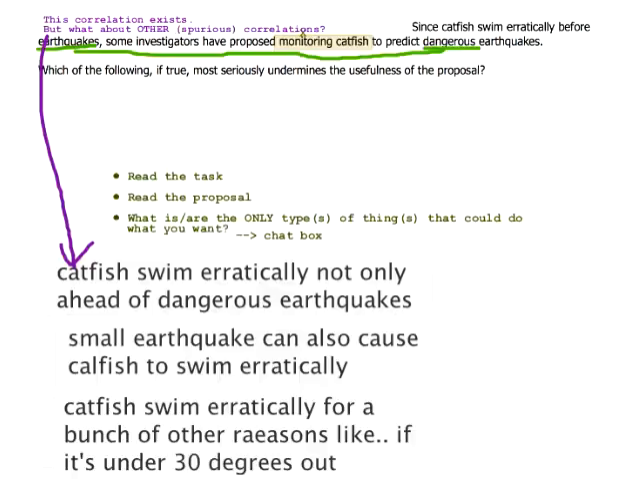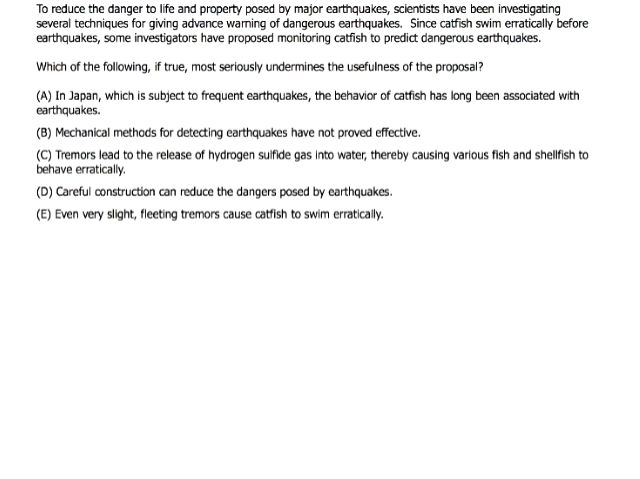Okay. So remember what we came up with. There has to be some other correlation that obscures the correlation between erratic swimming and big dangerous earthquakes. So there could be other not so dangerous earthquakes, or it could be random factors. But it has to be something. It has to be some other thing, besides big quakes, that makes catfish swim in a way that's weird.